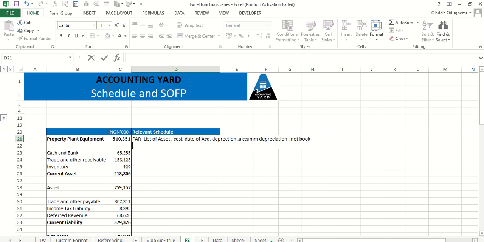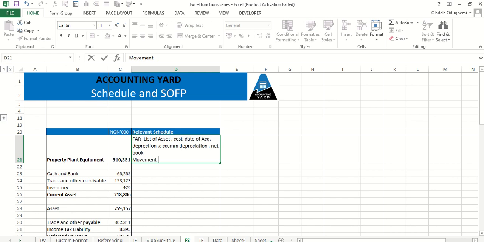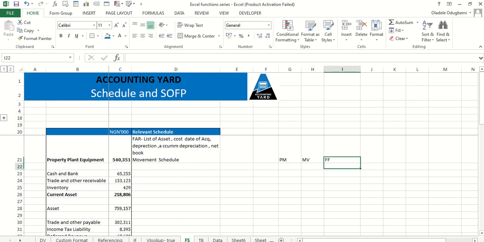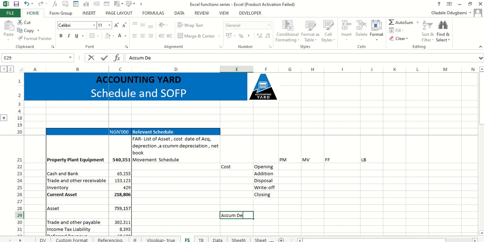Another schedule required for PPE is your movement schedule. For your movement schedule, you basically have the various classes, so let's say plant and machinery, motor vehicles, furniture and fittings, maybe land and building. Then you would have an opening balance, additions, disposals, write-offs, and a closing balance. And this you have for the cost category.